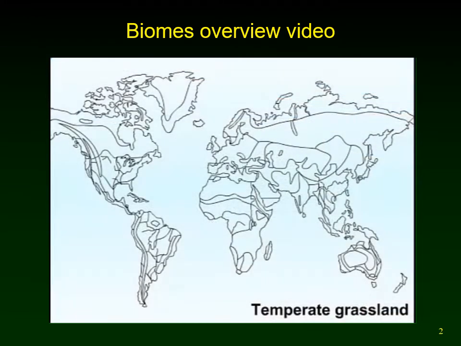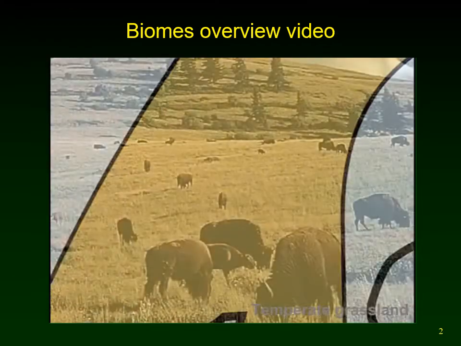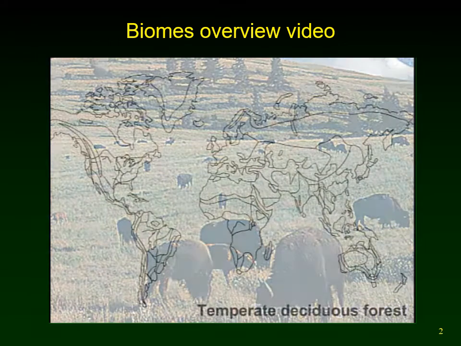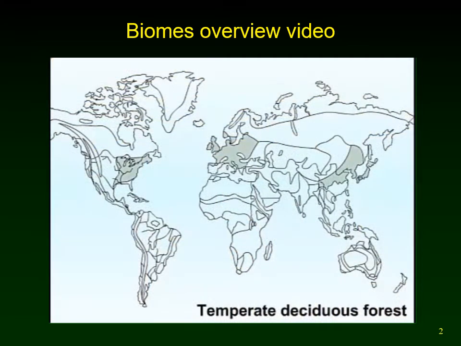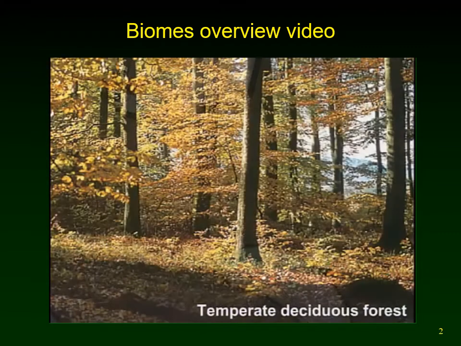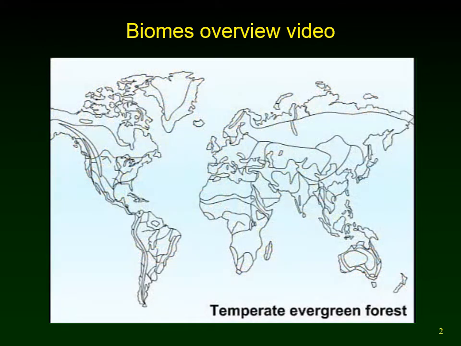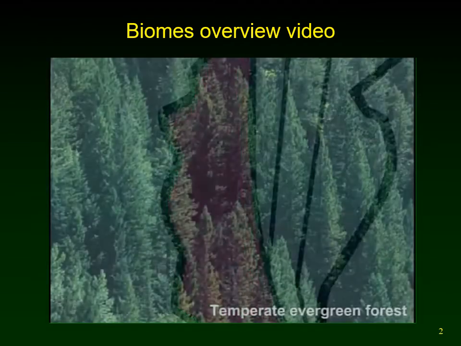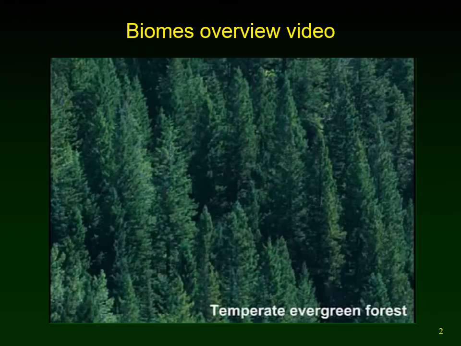Temperate grasslands are found halfway between the equator and the poles. These temperate regions are characterized by fertile soil. Temperate deciduous forests occur in regions with warm summers, cool winters, and plenty of rain. Dominant species of trees include oak, maple, ash, and hickory. Temperate evergreen forests occur in regions where winters are cold and there is a strong seasonal dry period.